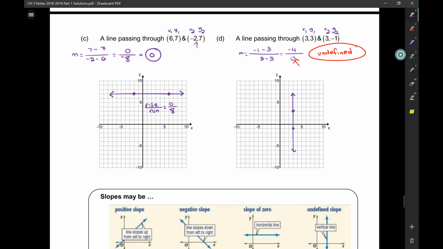Now let's see. Okay, so now there is no left to right. So let's go from top point to bottom point. To go from here to here, I go down 4. And how much do I go horizontally? 0. So down 4 and not anything horizontal.